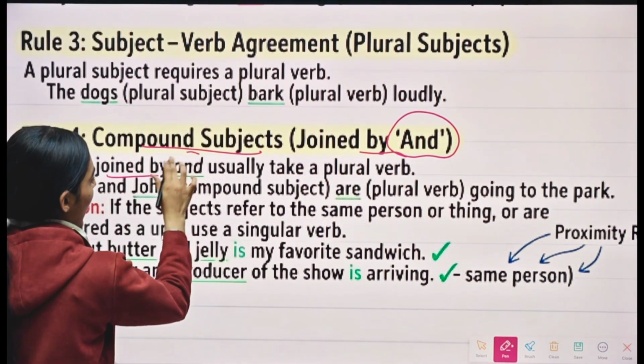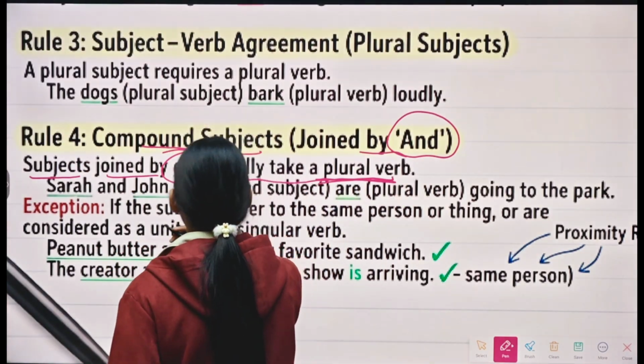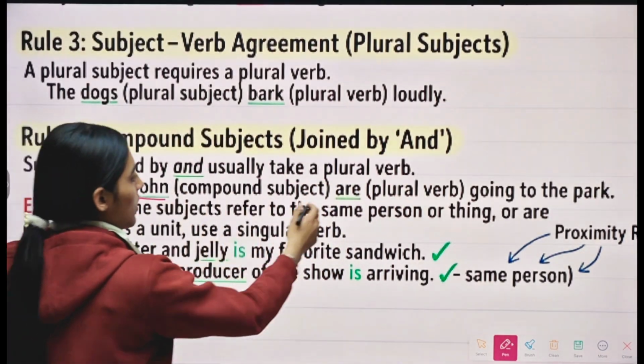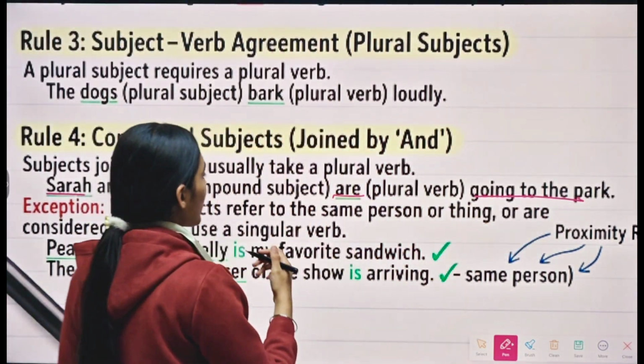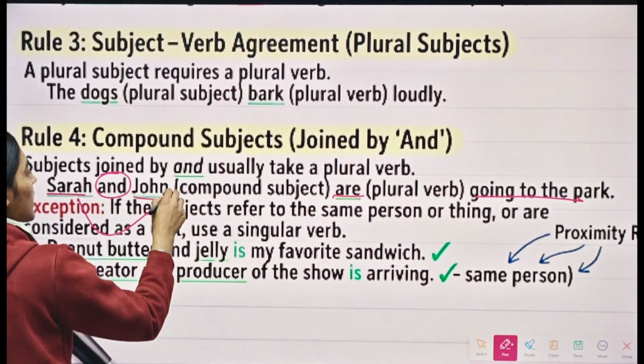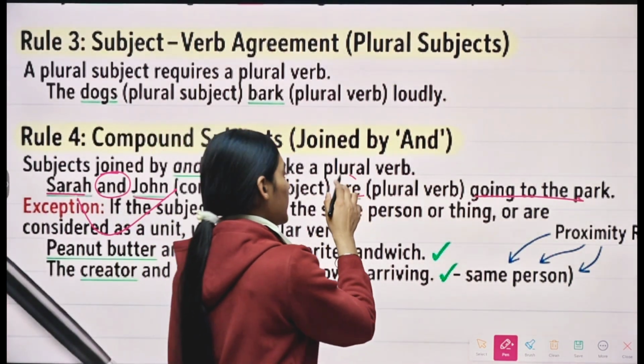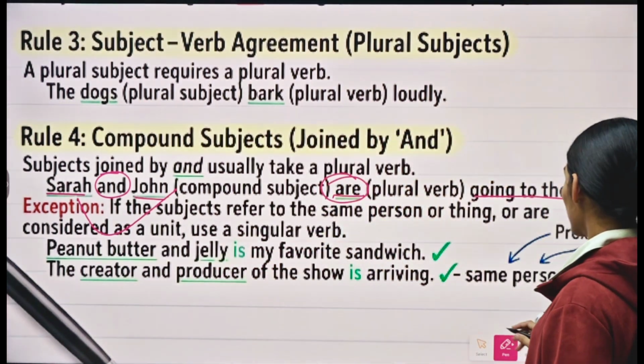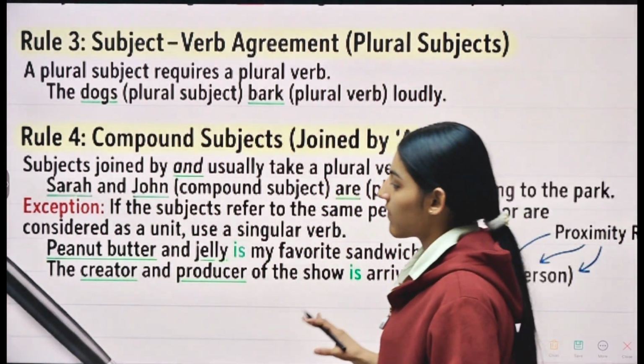Subjects joined by "and" usually take plural verbs. Sarah and John are going to the park. Here, they have been joined by the "and", so they are behaving as compound subjects. Along with that, we will use a plural verb. Here we have an exception also.